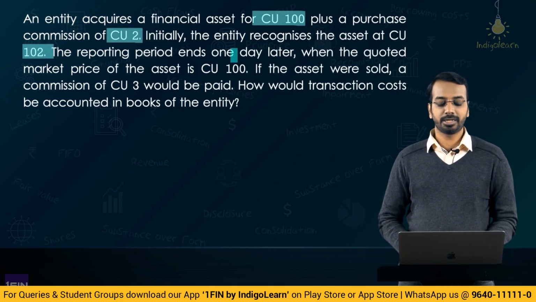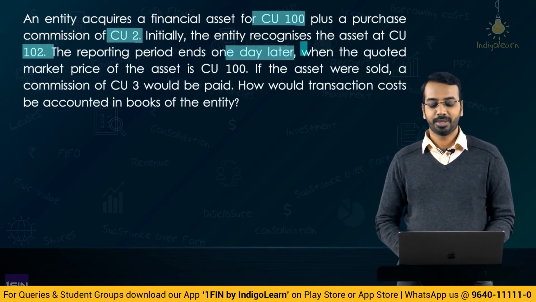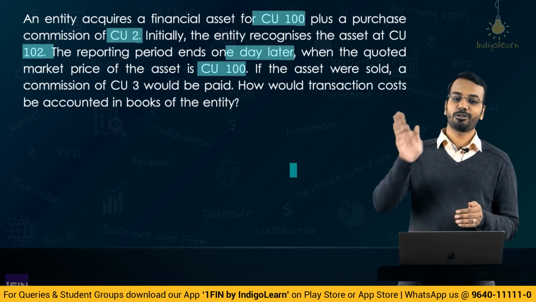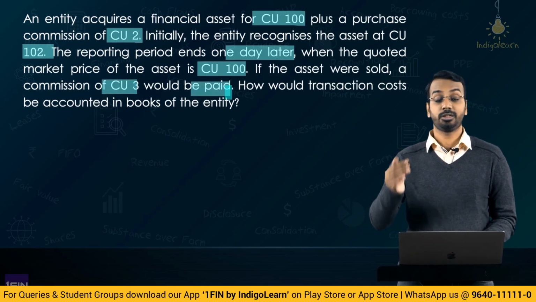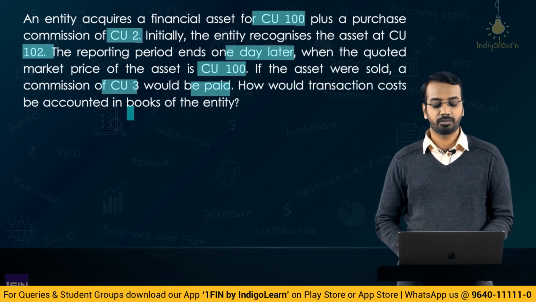The reporting period ends 1 day later, okay. So, today you purchase, tomorrow is the reporting period end day. When the quoted market price of the asset is 100, okay. So, you acquired for 100, the next day also the market price is 100. If the asset were sold, a commission of CU 3 would be paid. So, if you sell the asset, you will get 100 minus 3, 97. How would the transaction cost be accounted in the books of entity?